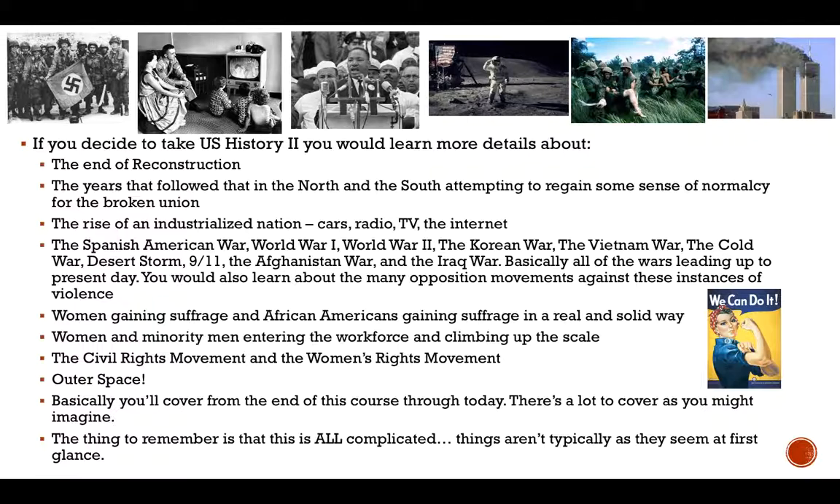So you get cars, radios, TV, the internet, all sorts of craziness happens throughout the 20th century, the long 20th century. So the long 20th century is basically the end of the Civil War through now. So it's well beyond the 20th century, but many times they're grouped together in this way.